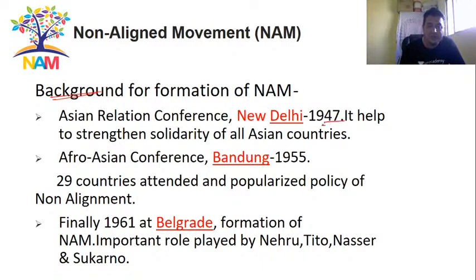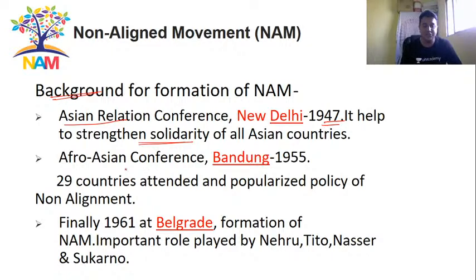So we mentioned in 1947 at New Delhi, Jawaharlal Nehru took the initiative to organize the Asian Relations Conference. Here, the newly independent nation states participated to show their strength and to show solidarity with all Asian countries. The basic aim was that these countries were victims of colonialism, and to protect their interest in the face of the Cold War, they should not fall into the trap of new colonialism.